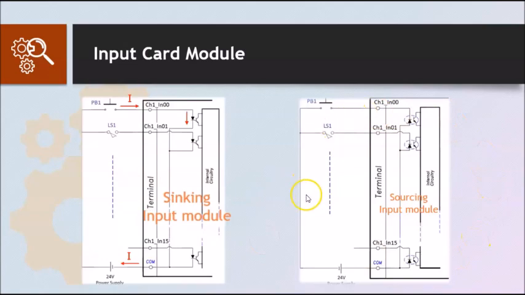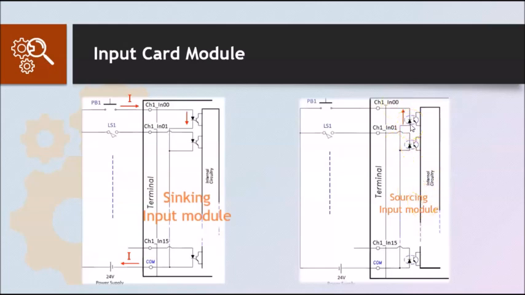Now, let's take a look at the diagram on the right, where we have configured this input module to be a sourcing input module. Again, there are 16 connections, 0 to 15, which is 16. In this example, I also illustrated only the push button and the limit switch. We shall zoom into terminal 0 to have a closer look at the diode.